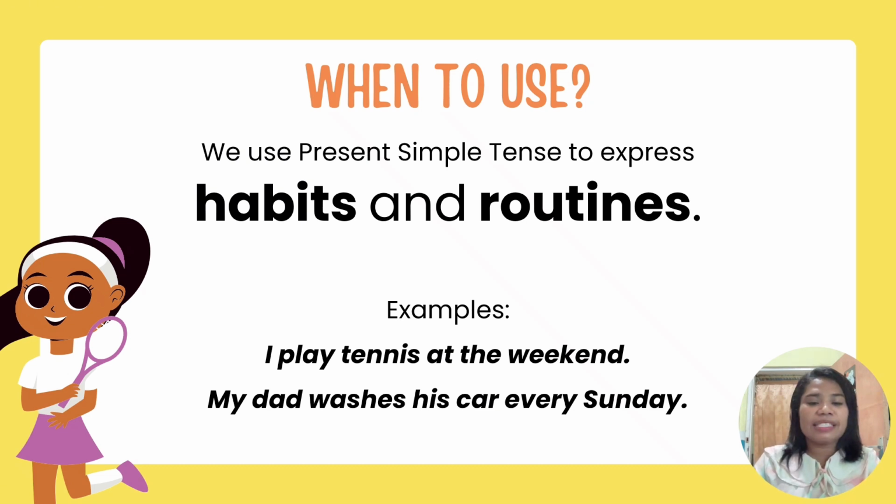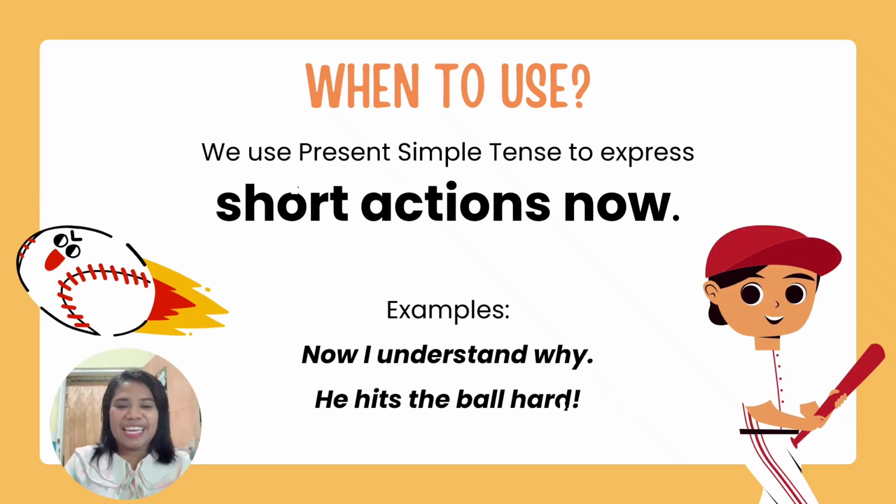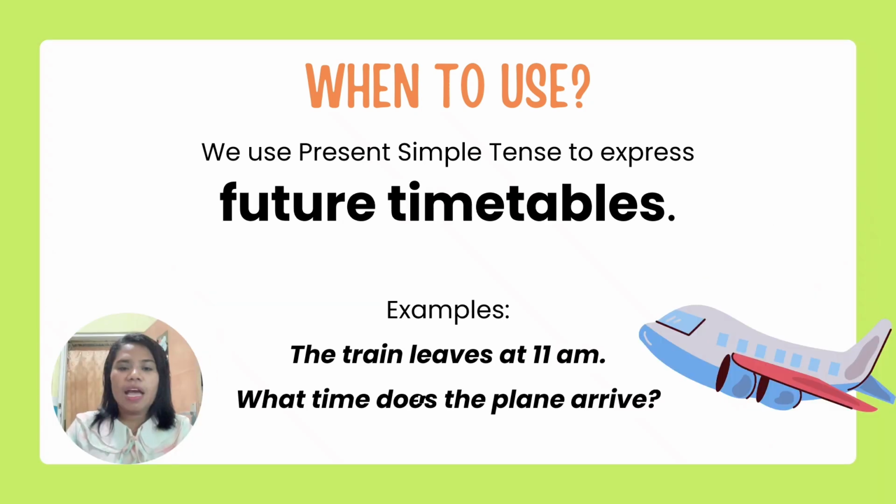We use the simple present tense to express habits and routines. I play tennis at the weekend, and my dad washes his car every Sunday. Those are routines. We also use it to express short actions now. For example, now I understand why, or he hits the ball hard. We use it to express future timetables. For example, the train leaves at 11 a.m., and what time does the plane arrive?